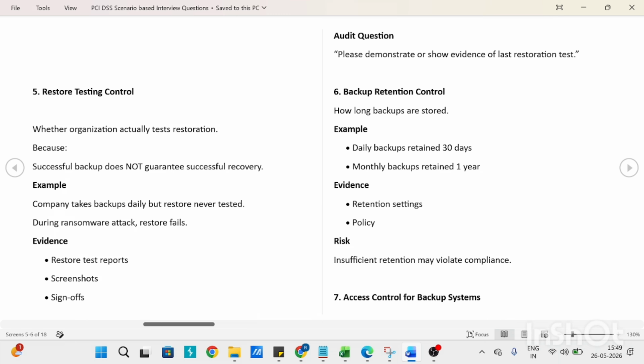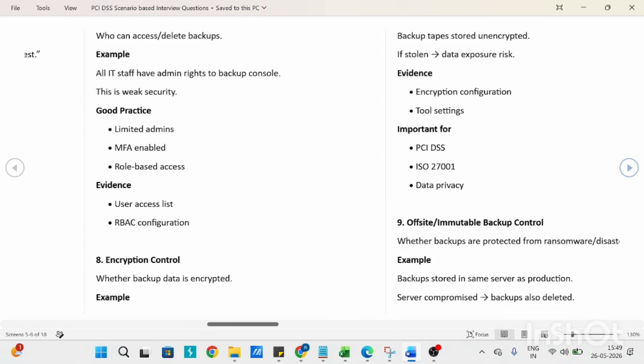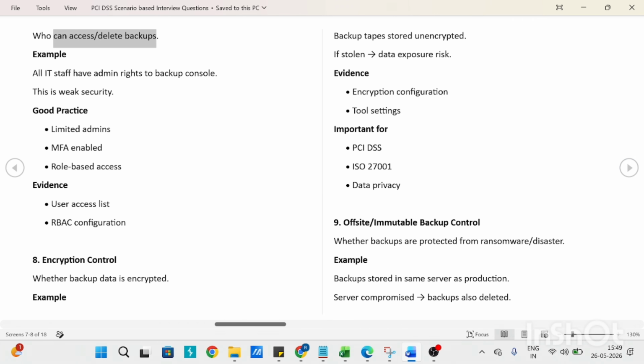Means how many users have access to these backups. Who can delete backups and who can access these backups? For example, all IT staff have admin rights to the backup console. This is a weak security control, because all IT staff have access when it is not required.